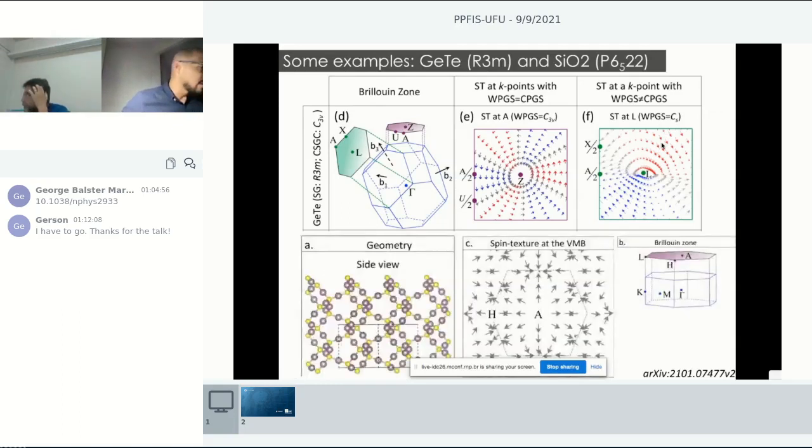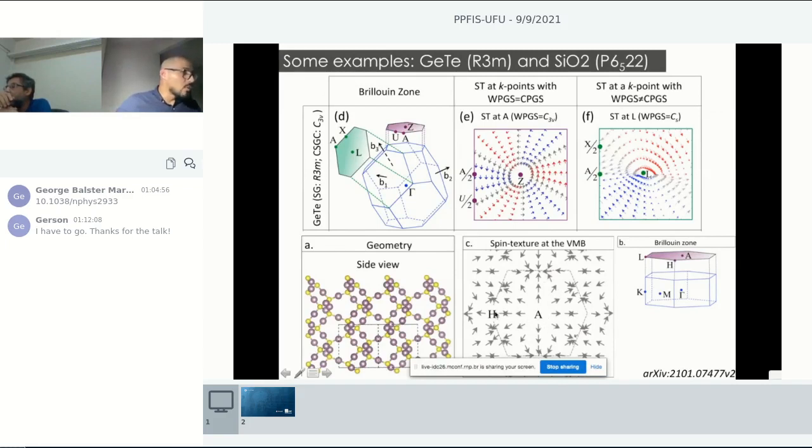Another example, for instance, is silicon oxide. It is a very well-known compound with a very small spin splitting. However, again, when we look at this compound at the valence band maximum, what we saw is that at the A point, we have something like a Weyl spin texture, and it's because this silicon oxide is a chiral compound, so we will see something like this Weyl spin texture.